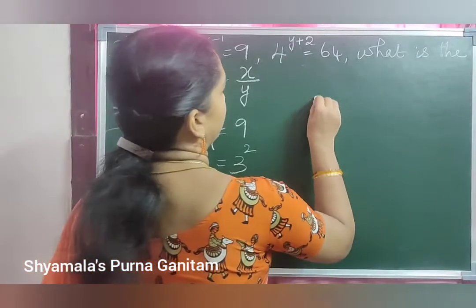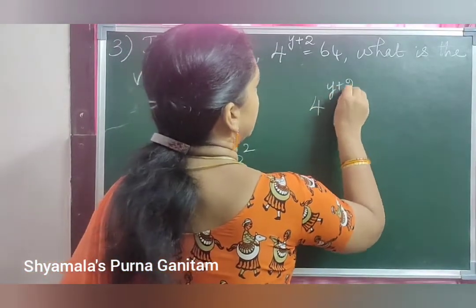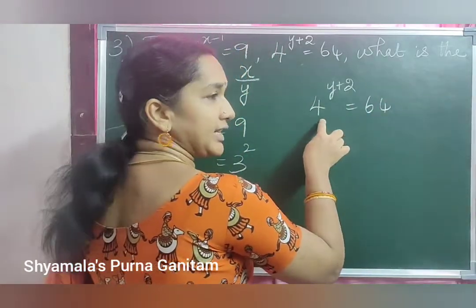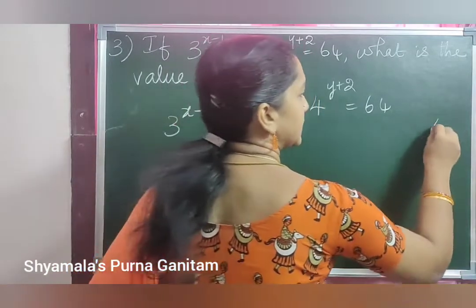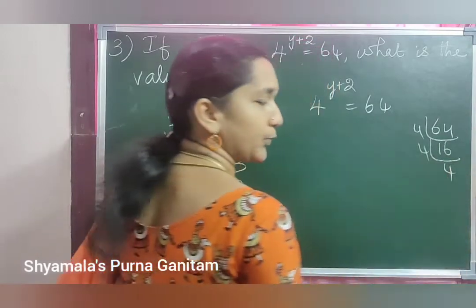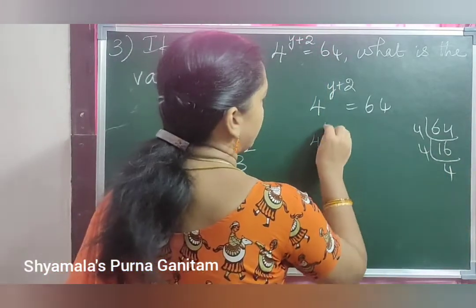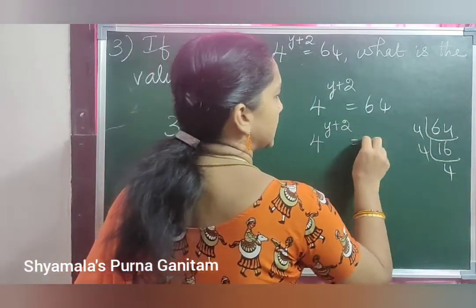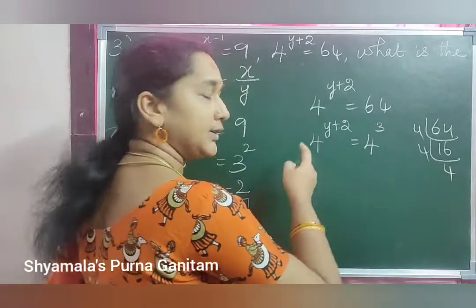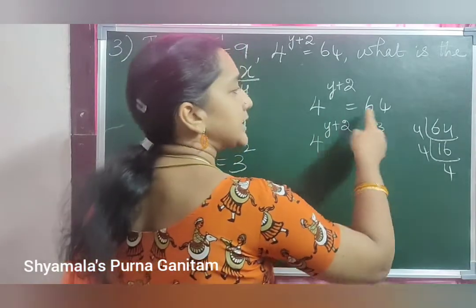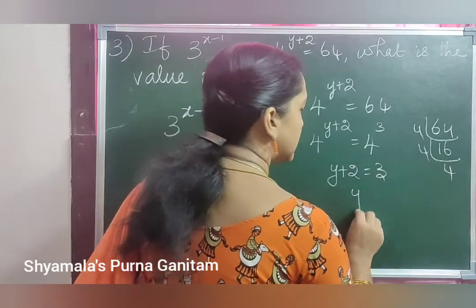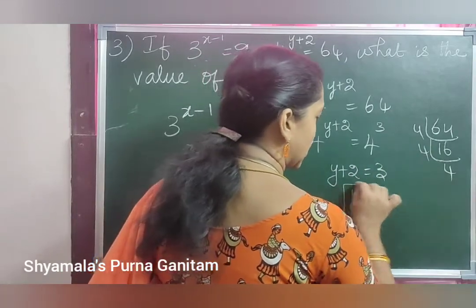Then 4 power y plus 2 is equal to 64. So you have to bring the 64 to the base 4. 4 4s are 16, then 4 16s are 64. So 4 cube is 64. So 4 power y plus 2 is equal to 4 power 3. So we have converted it to the same base, so the powers are equal. That is y plus 2 is equal to 3. So you get the y value as 3 minus 2, that is 1.